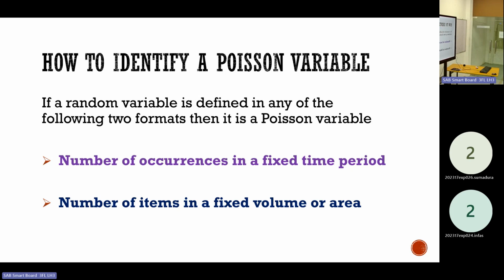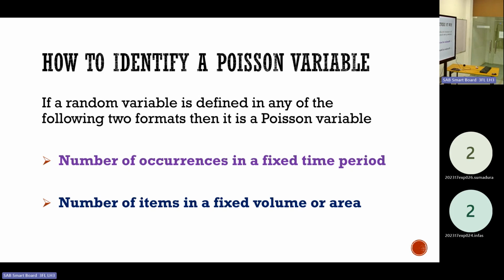It's important that it is a fixed period. The fixed period can be anything, maybe 5 seconds, then number of radioactive particles emitted during 5 seconds. Power breakdowns during a month, number of accidents during a year or every 6 months. So number of happenings during a fixed period. Right, so that is the first category.